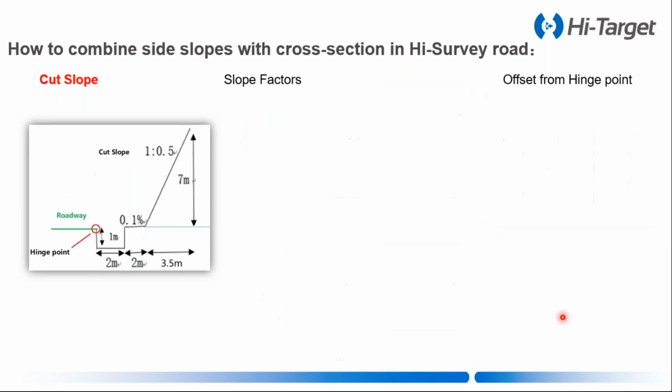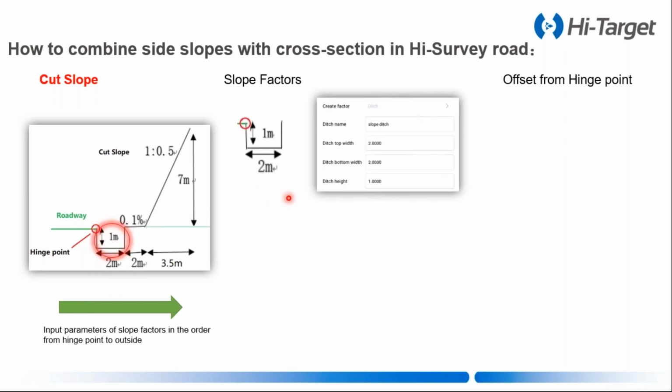And how about the cut slope here? It's very similar. Everything is the same. You can see the green one is the roadway, and what we need to do is to input the parameters in the order from hinge point to outside. You can see the first part is a ditch. For this ditch, it's a rectangle here. So we input the name and input the width. So you can see the top width and the bottom width is the same. We also need to input the height here, 1 meter.